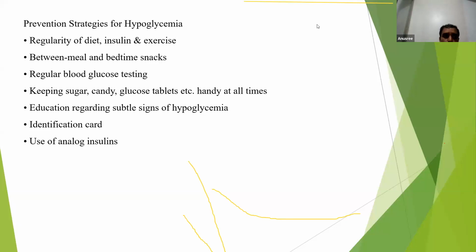They should be asked to keep a regular follow-up of their blood sugar values and keep sugary things with them. And education is very important. And analog insulin can be used in patients who are taking plain insulin or other insulin, because this tends to be less hypoglycemic.